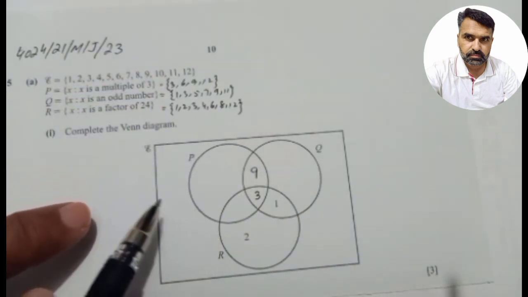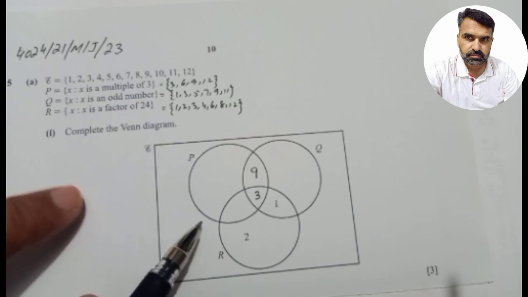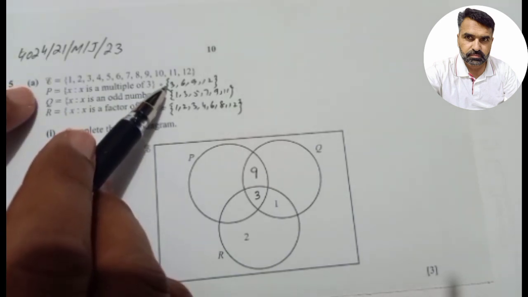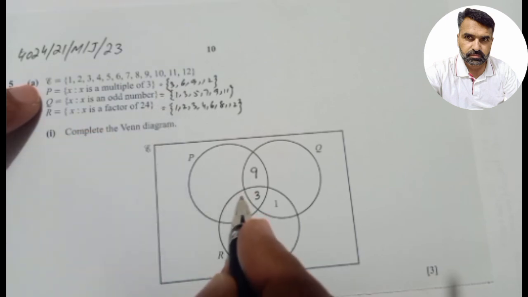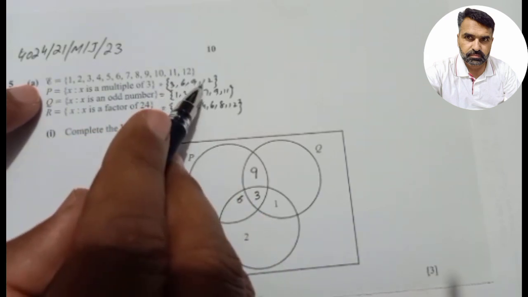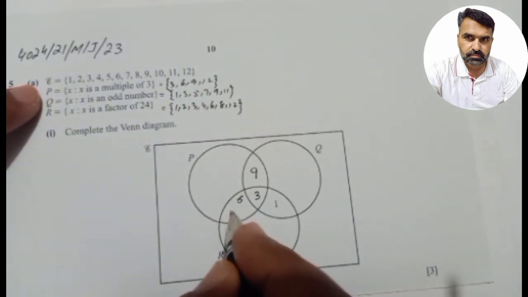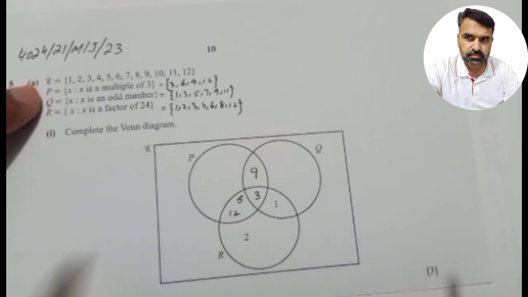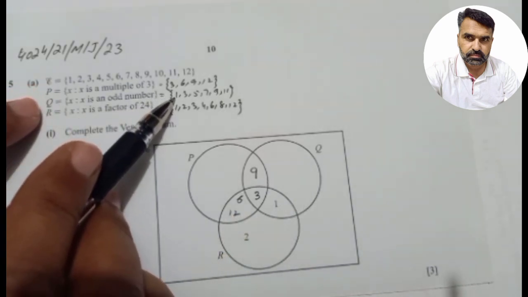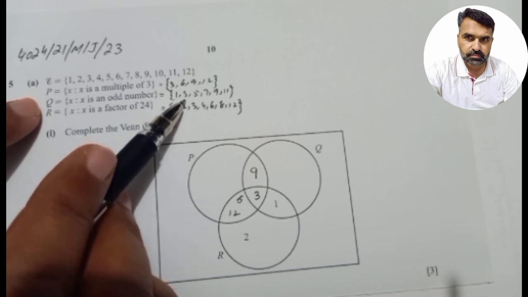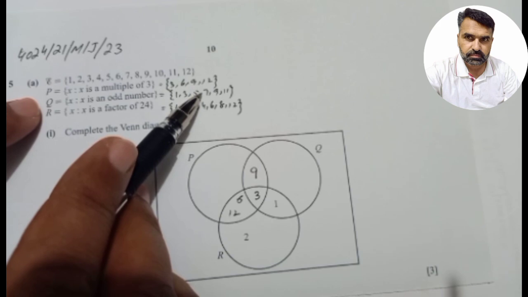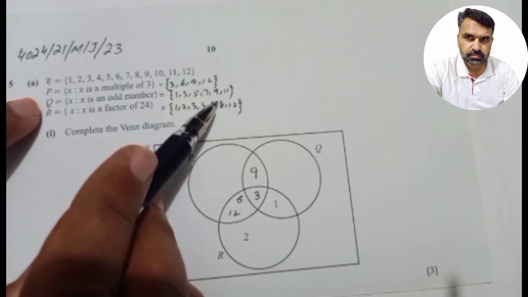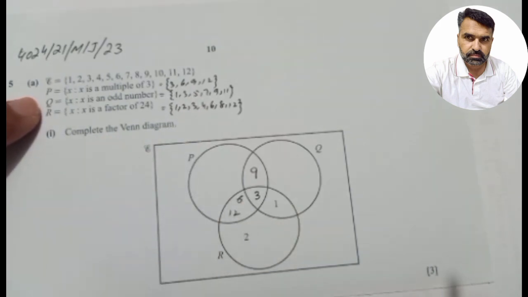Now students, we will find the common entries of P and R. 3 is common, 6 is common, and then students, 12 is common. Now we will look at the common entries of R and Q. 1 is common, 3 is common, that is already written. 5 and 4 is not common, 7 and 6, 9 and 8, and none of the other entries is common.